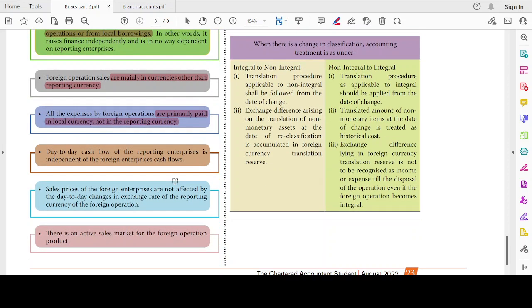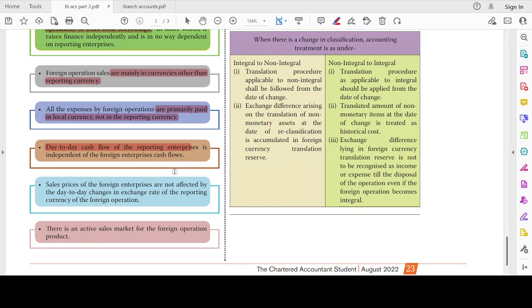Cash flow of the reporting enterprise is independent of the foreign operation's cash flow. Out of us, if I'm facing some cash deficit, they may enjoy some surplus. If I'm facing deficit and they are also facing deficit, then it is integral branches, because we are one soul. But NIFO will be enjoying some surplus, and they can also fund me something like that.